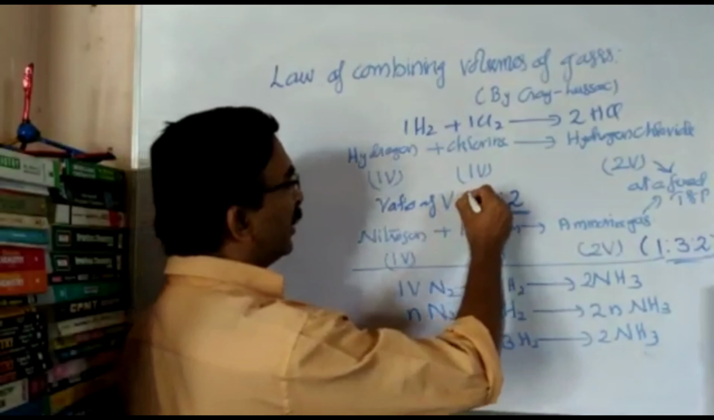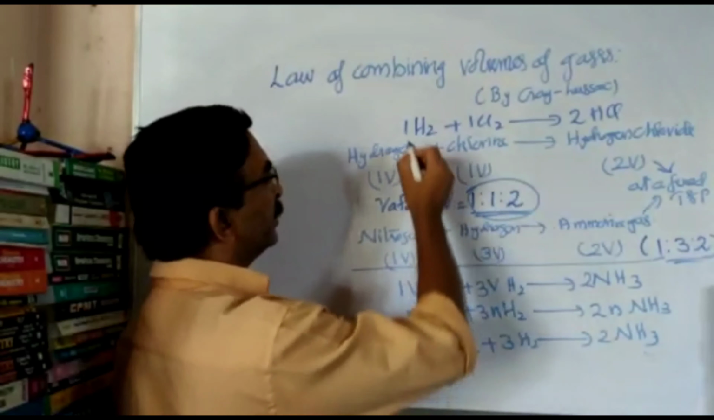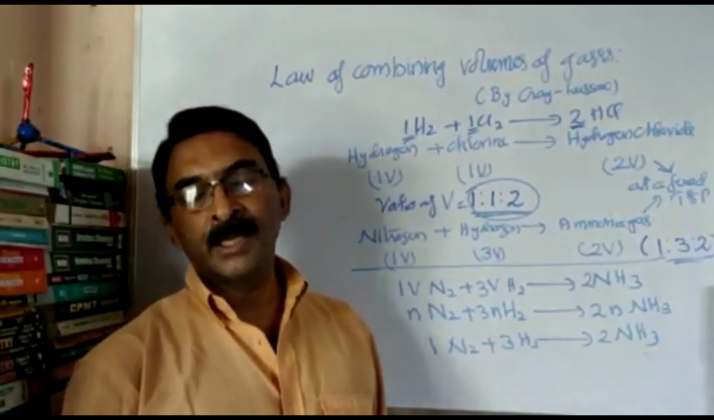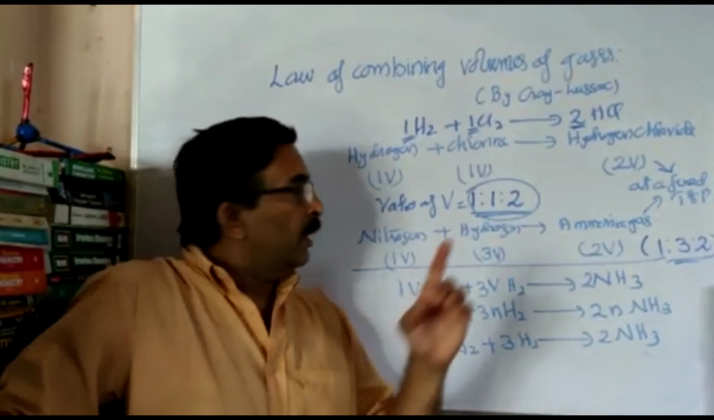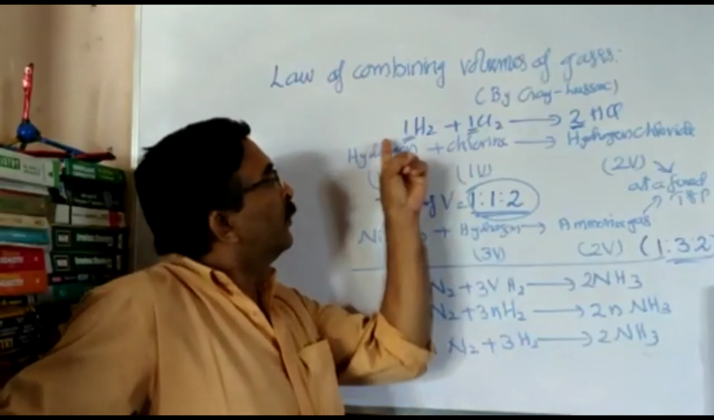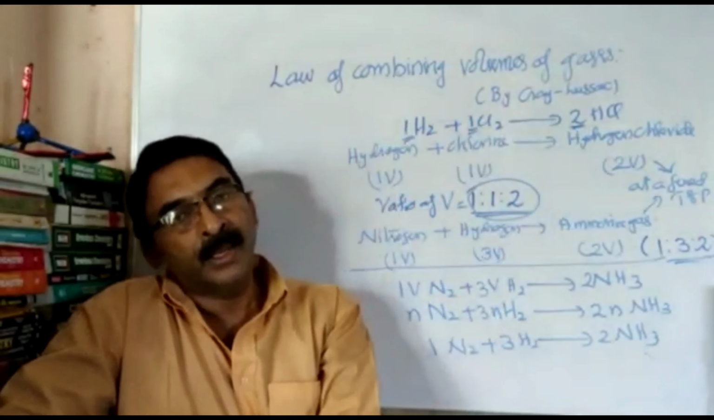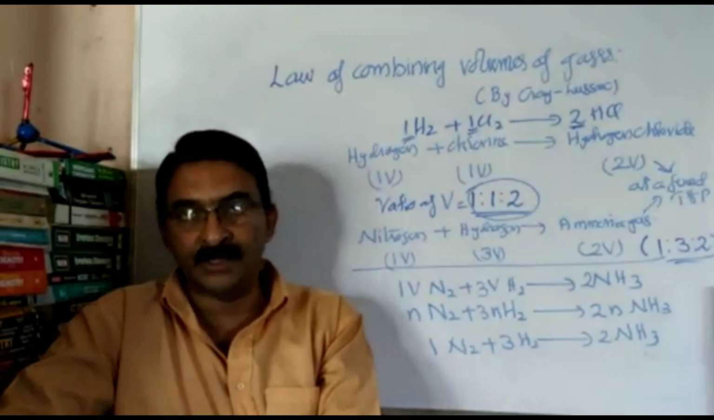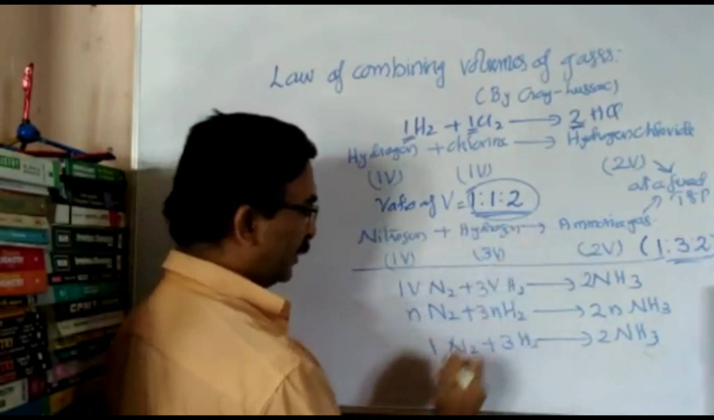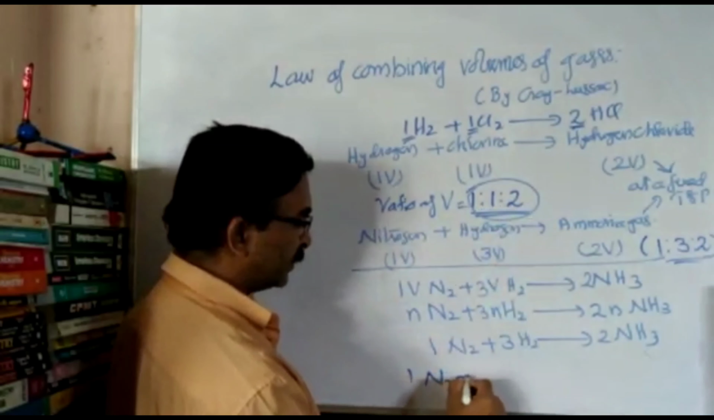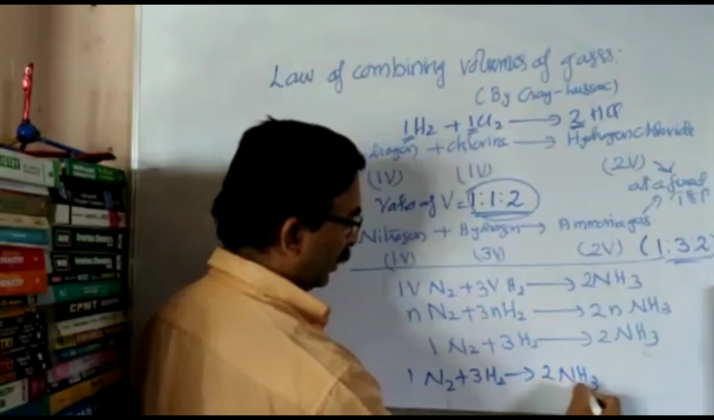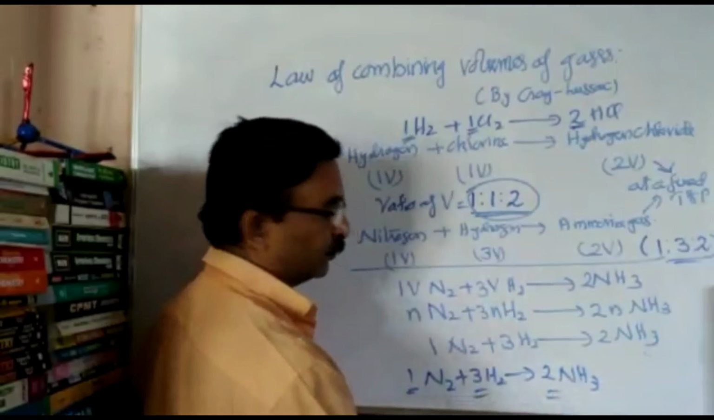Incidentally, the ratio of volumes they got then is nothing but the ratio of corresponding coefficients we now use in the balanced chemical equation for the reaction. Here also it is like this. Look here, the equation is 1N2 plus 3H2 giving 2NH3. The ratio of coefficients is 1:3:2.